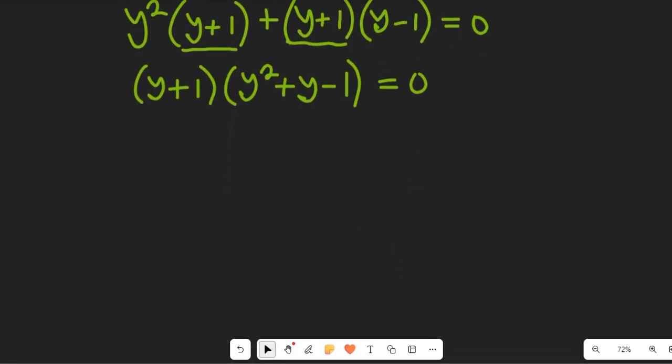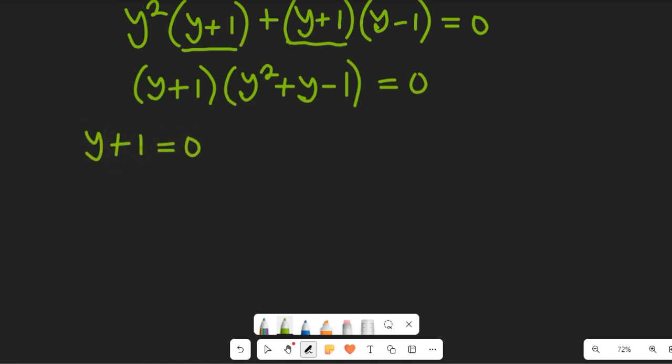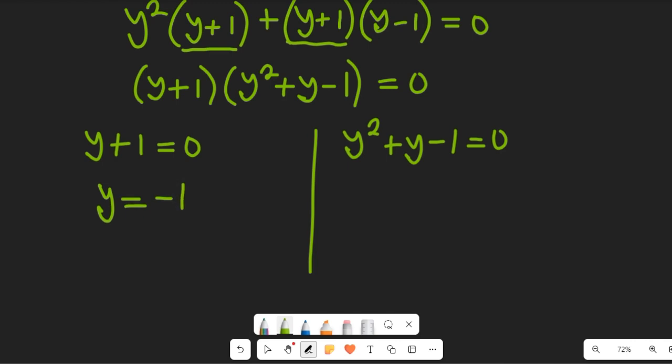Great. Now we are going to simplify this expression so that we can find the three values for y. Now, if we simplify that, looking at this zero product rule, we're going to find out that the simplification will simply give us y plus 1 equal to 0, or we also have our y squared plus y minus 1 to be equal to 0. So if we simplify this, subtracting 1 from both sides, we'll have y equal to negative 1.